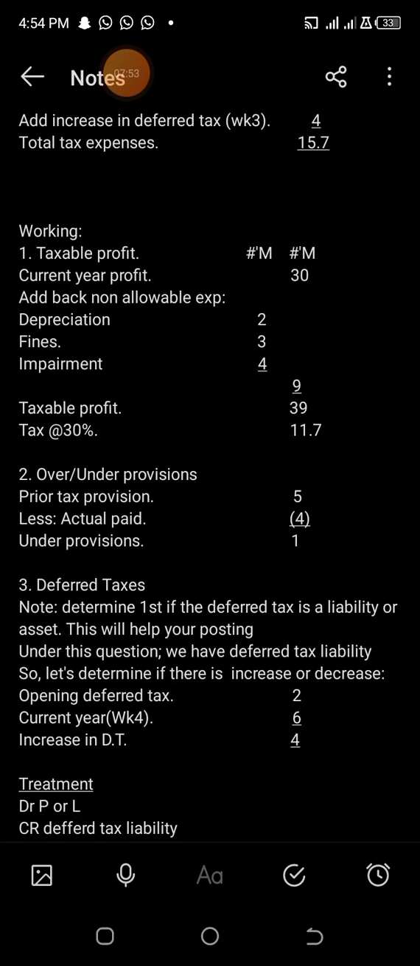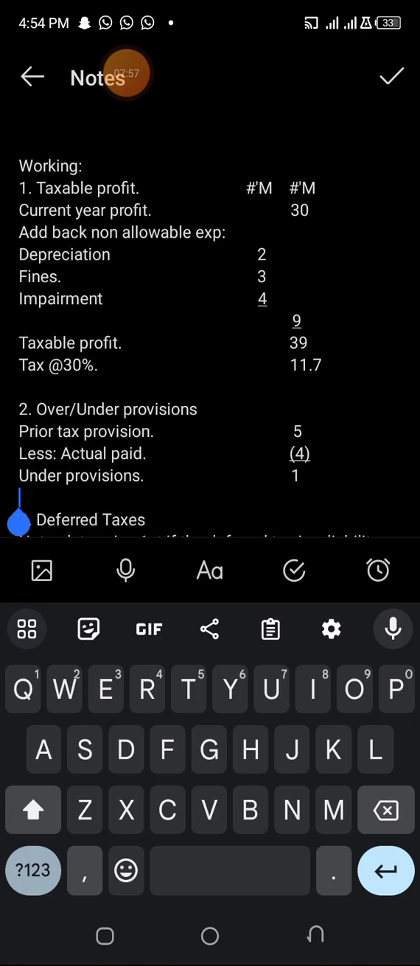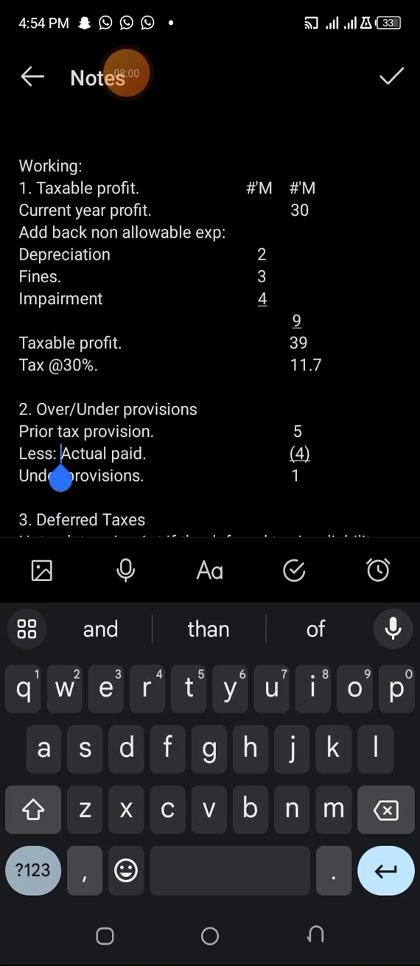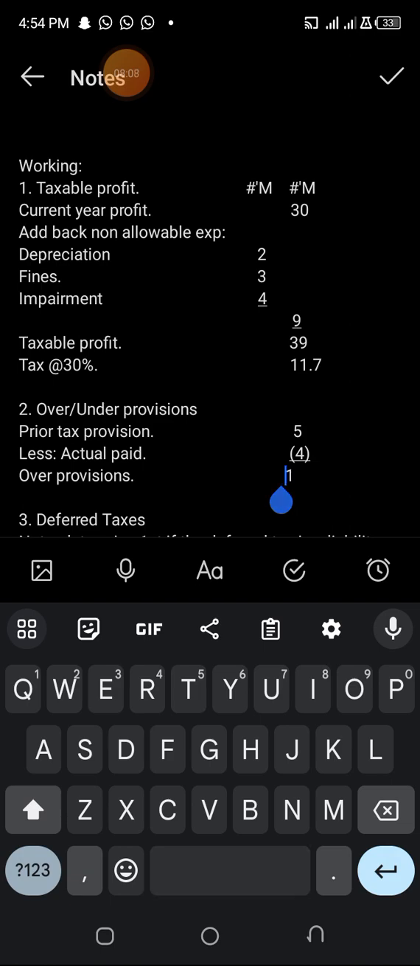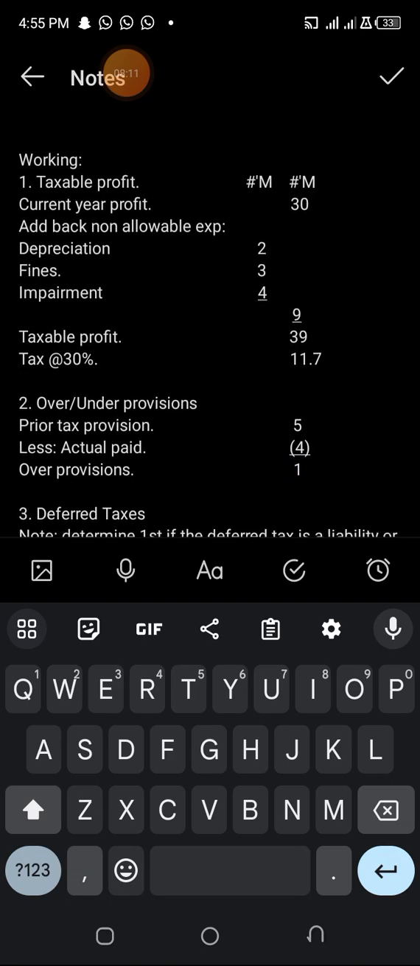So I made a mistake here. Please, you can quickly correct it. This is over provision, as it were, and not under provision. So we have over provision here of 1 million. So that is that for that.